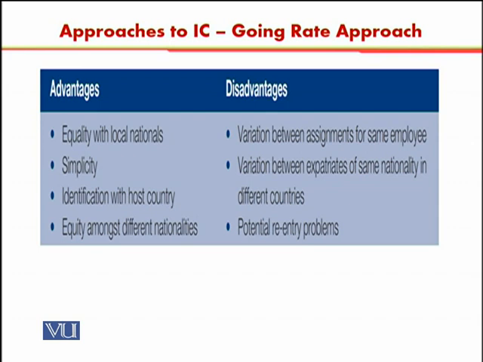Uske disadvantages kya hain? There is variation between assignment for the same employee. Agar koi ek banda pehle Australia mein kaam kar raha hai, uske baad wo Pakistan mein kaam kar raha hai aur wo going rate approach ke upar usko compensation mil rahi hai, to Australia mein usko bahut zyada salary milegi, Pakistan mein nahi milegi. That is why there is going to be variation. Then variation between expatriates of same nationality in different countries. Once again, it is the same kind of a situation. So expatriates jo hain wo, if they are moving in different countries, they will also feel this kind of variation.